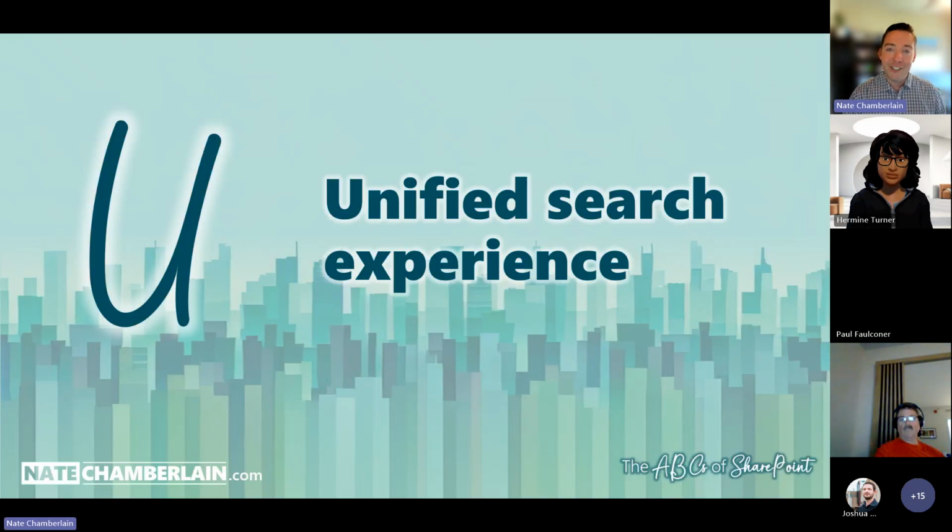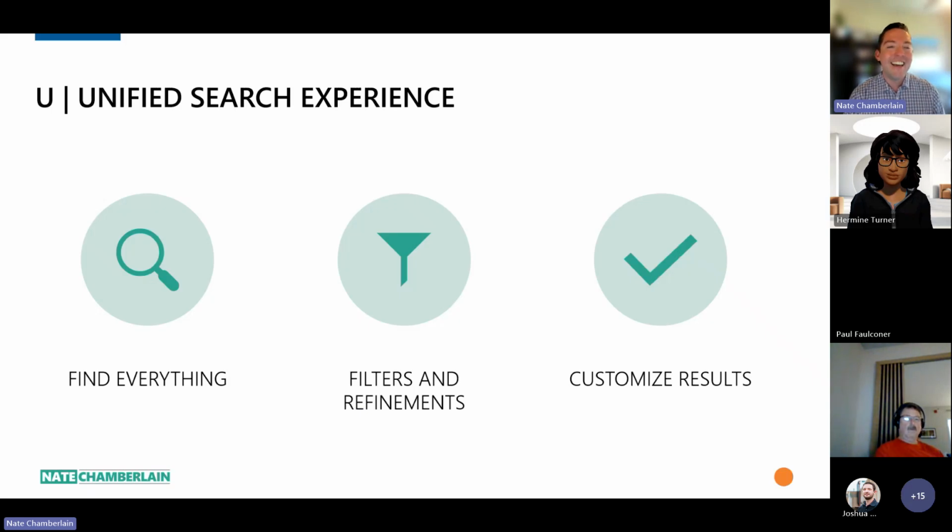U is for unified search experience. I talked a little bit about search earlier, where it's very contextual, right? And you have to kind of look around to figure out, am I searching the hub, one site, just a library, or everything? So what I like to recommend to people when they're having a hard time finding something is to just go to office.com or microsoft365.com. They're the same thing. And then when you search from that search bar at the top, that includes all of the SharePoint sites you have access to.